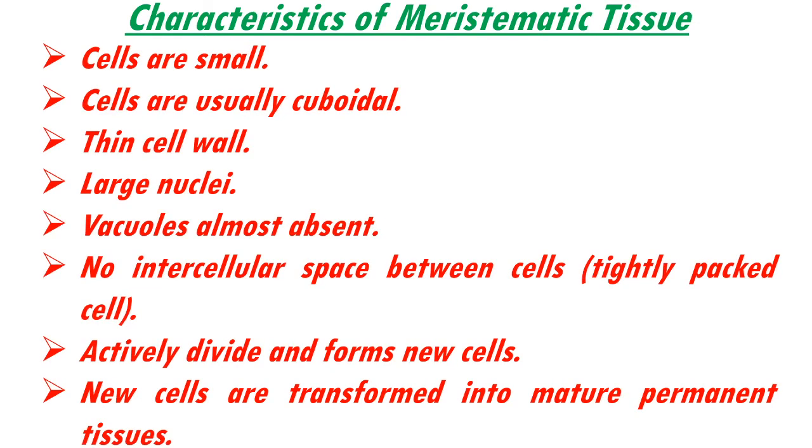There are some characteristics of meristematic tissues. In meristematic tissues, cells are small and cuboidal. The cell wall is thin. The nucleus is large. Vacuoles are almost absent. These cells are tightly packed with no intercellular space. These cells actively divide and form new cells. New cells are transformed into mature permanent tissues.